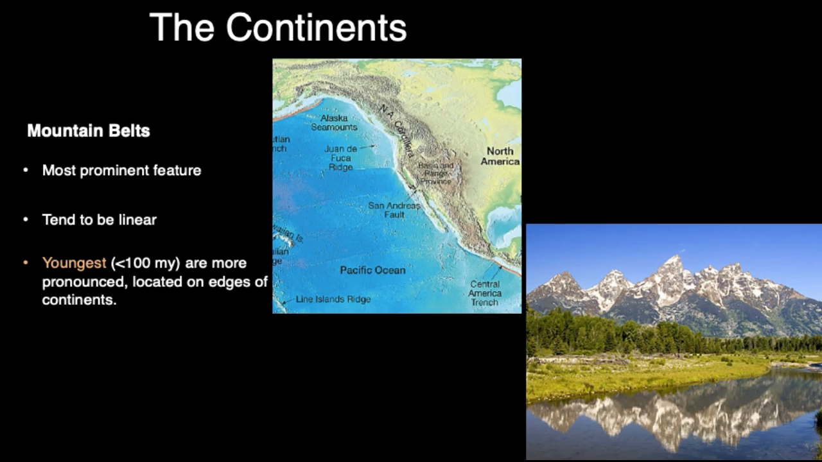But again, they tend to be linear and tend to be near the boundaries of continents or near the boundaries of previous continents. The younger mountain belts, which we consider to be less than 100 million years of age, tend to be more pronounced than the older mountain belts. And by pronounced, I mean kind of like a little bit more jagged peaks to them. Usually they tend to be higher elevation, and they also lie on the edges of current continents. And we'll see why this is again on the next chapter.